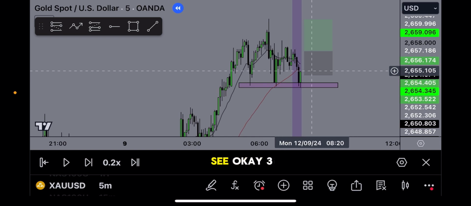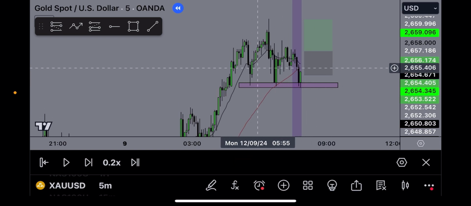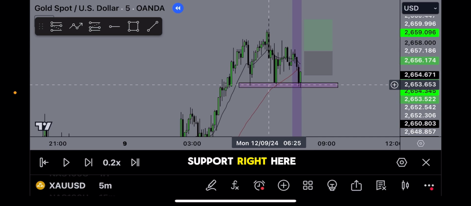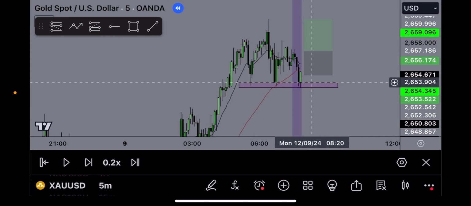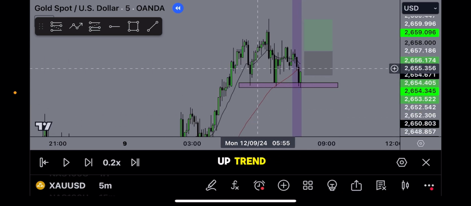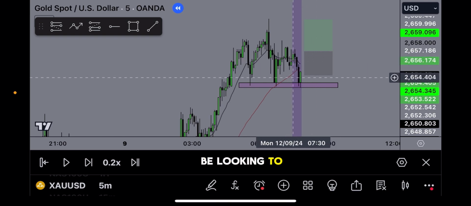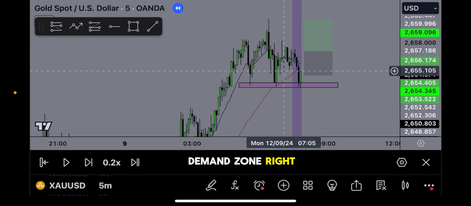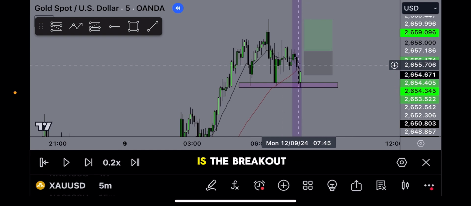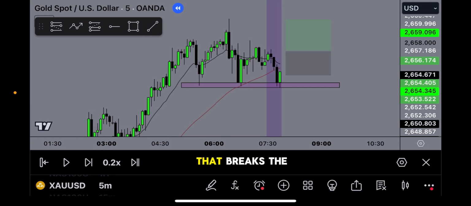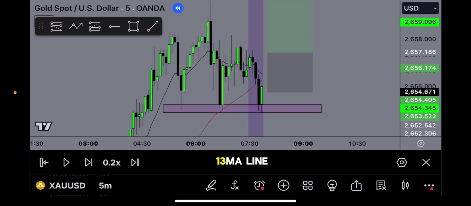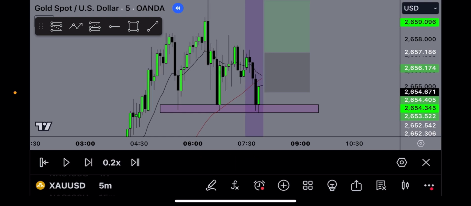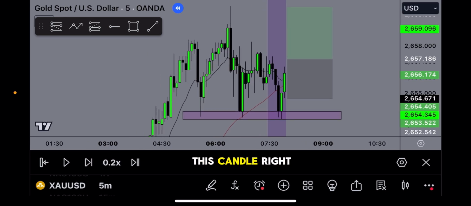So I already see, okay, 3 MAs are under us. We have a support right here that price keeps bouncing off from, and overall we're on an uptrend. So I'm going to be looking to buy. Since here there's not a clear demand zone, what I'm going to be looking for is the breakout candle, the next candle that breaks the 13 MA line and closes on the other side of it. I'll be getting in for buys. That was this candle right here.